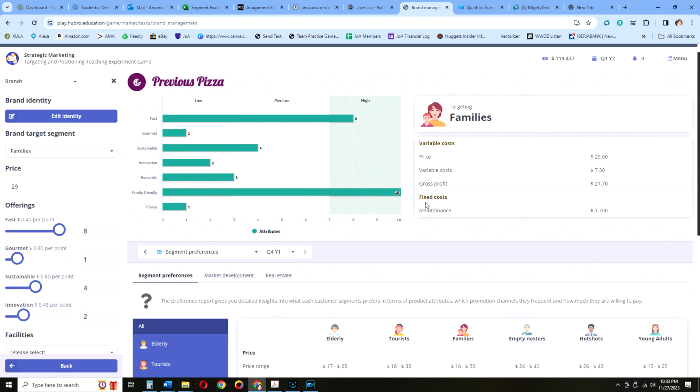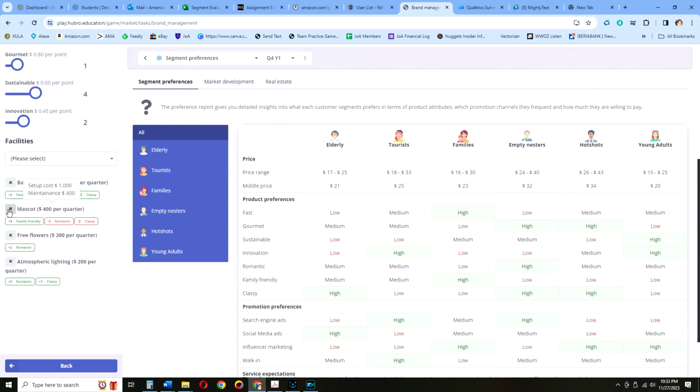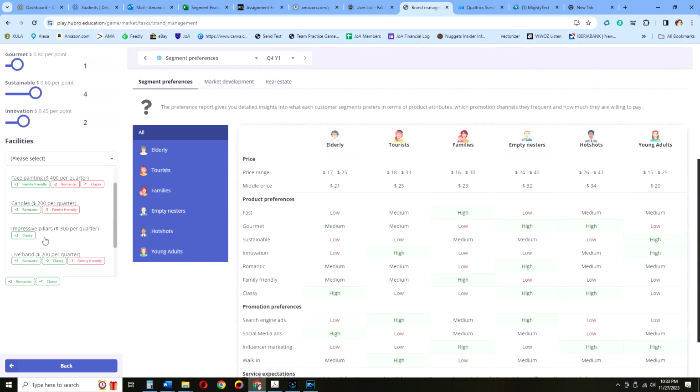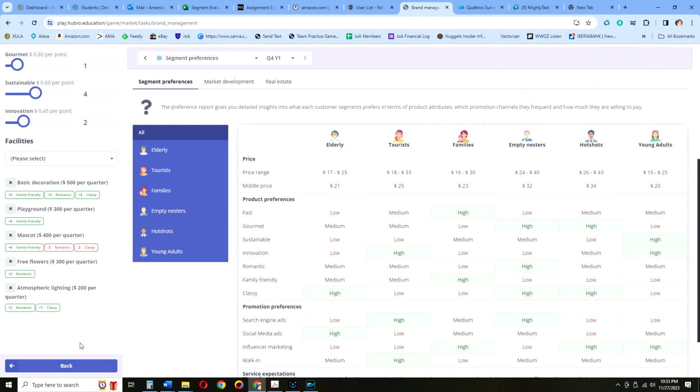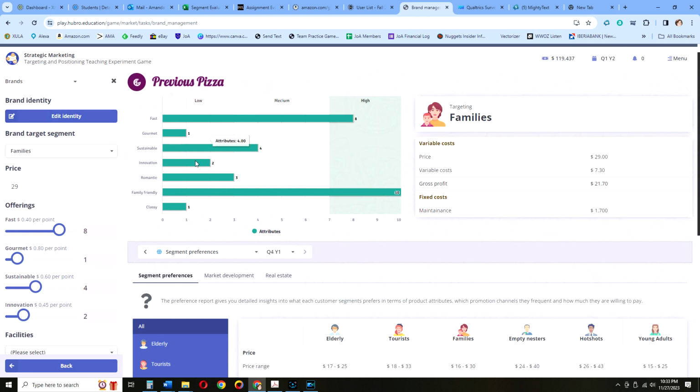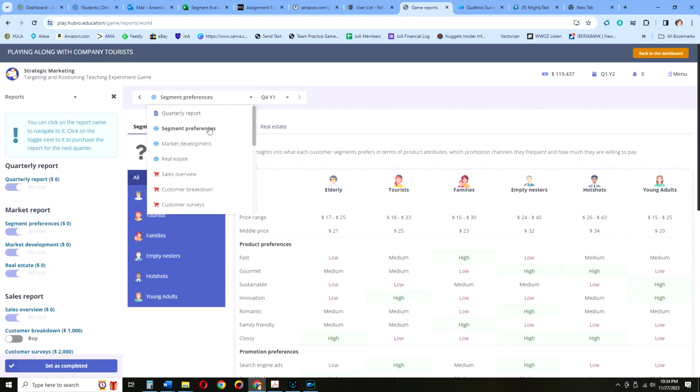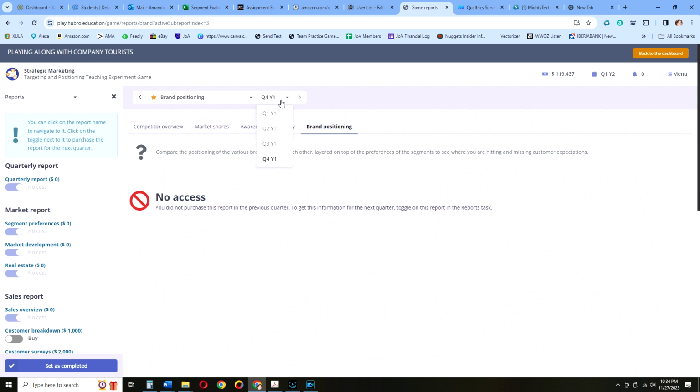And notice over here, it shows us our fixed costs. The maintenance cost per quarter for our facilities features is going to be $1,700. That's where that number comes from. If I deleted something, that number adjusts accordingly. Okay, I'm going to put my playground back in. Okay, so that's how I want it set. And now I'm going to go back to the brand positioning page, back to my reports, and back to brand positioning.